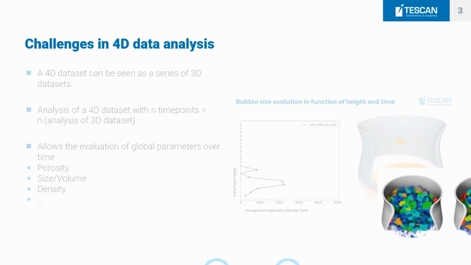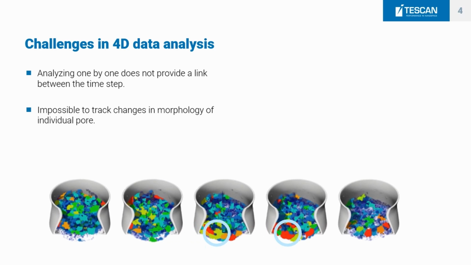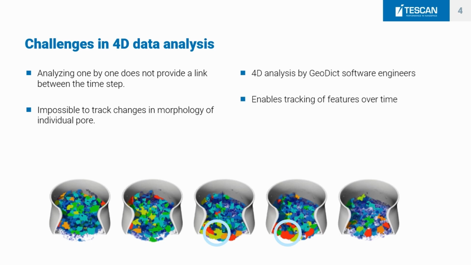However, when we look at these different time points, there is no link between the time steps. So it's impossible to track changes in morphology of an individual pore. If you look at the two pores that are highlighted in the circles here, one is yellow, another one is red. They are actually the exact same pore, but since the labeling starts from scratch in each time step, there's no link between these time steps.